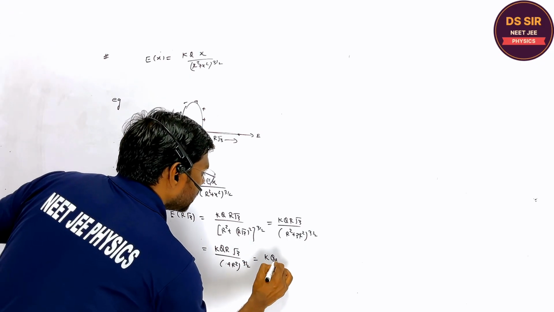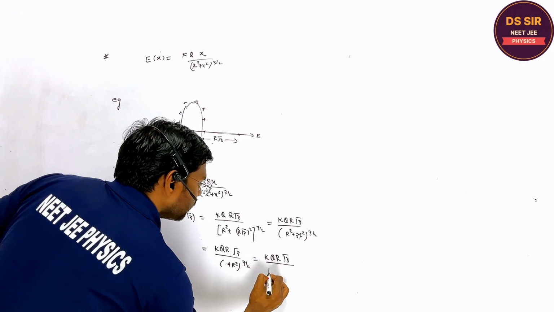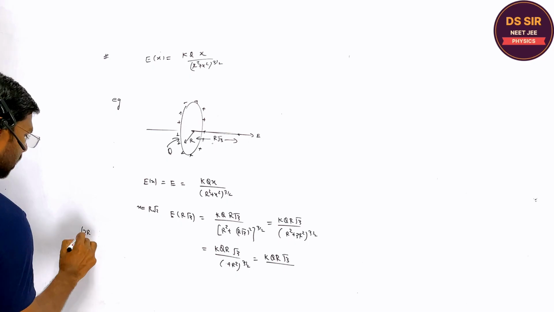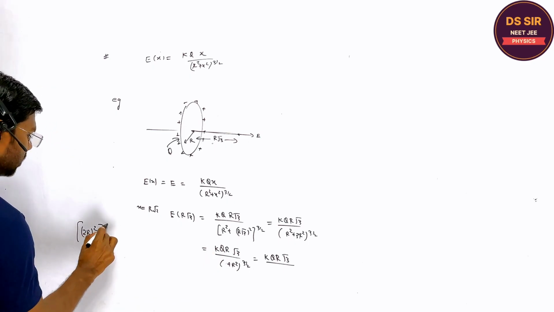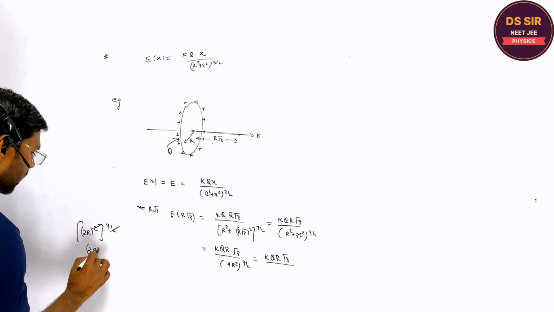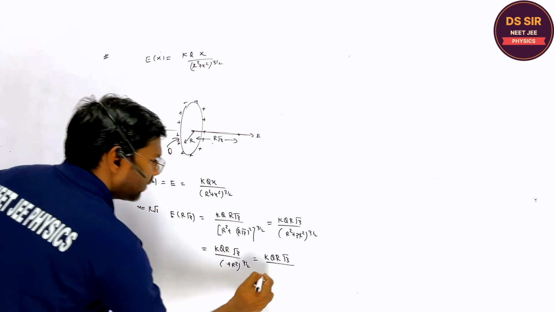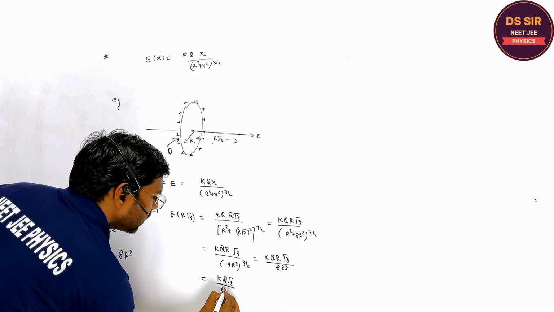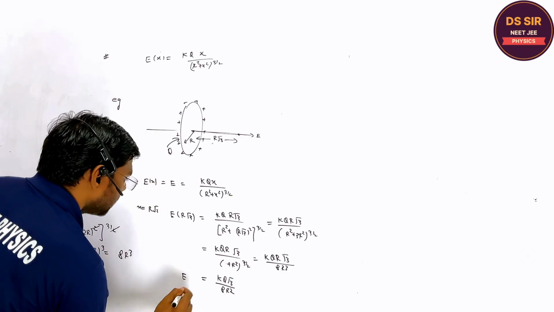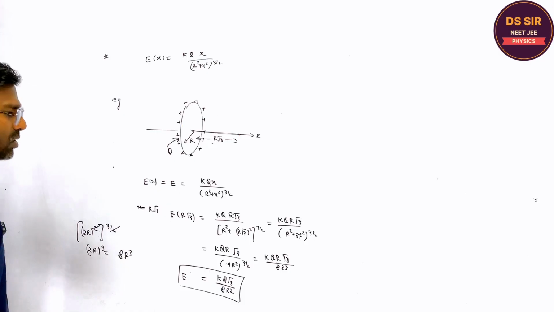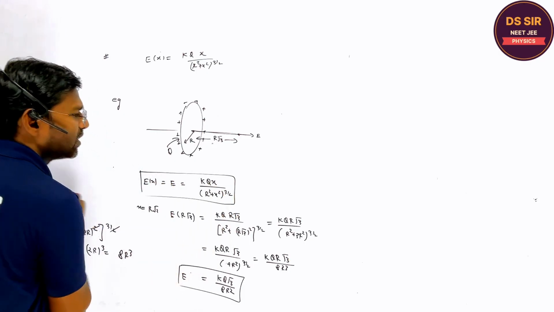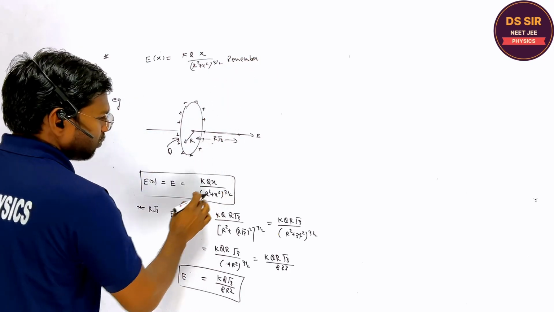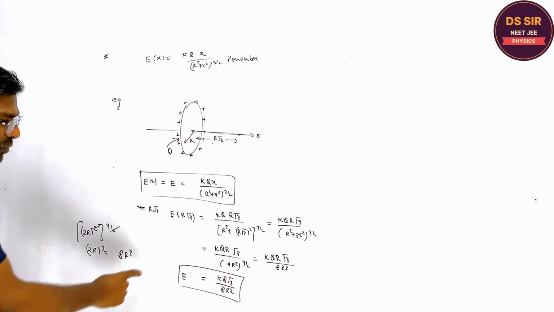So what will you write? kq r root 3, when you simplify, 3 by 2, meaning 4r square, or whatever you want, 2r whole square. It may be written as raised to the power 3 by 2. It cancels out. So 2r raised to the power 3 is equal to 8r cube. So I am writing here 8r cube. So it may be written as kq root 3 upon 8r square is the electric field at this point. That's it. So in this way, although we have done this derivation, you have to remember this formula. Directly we are going to use this formula to solve the questions. You have to remember. Copy this.